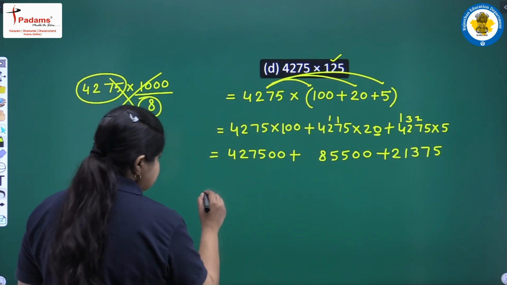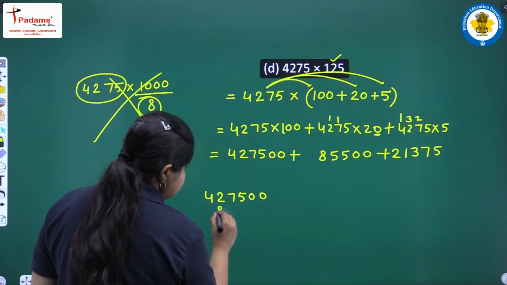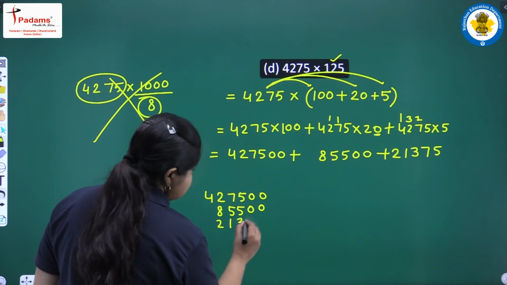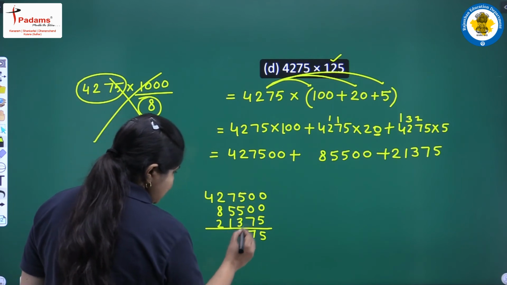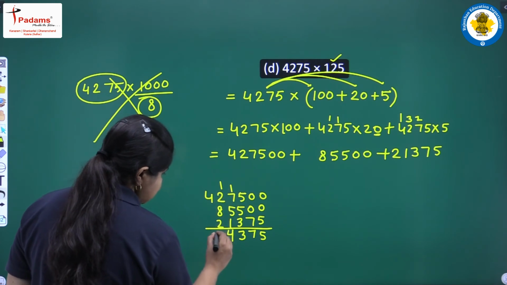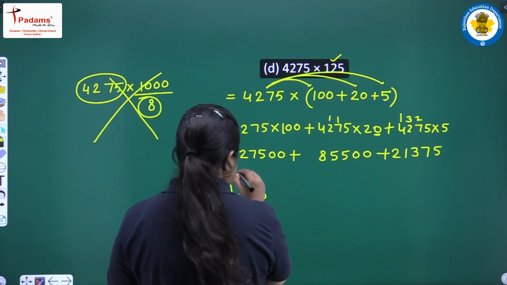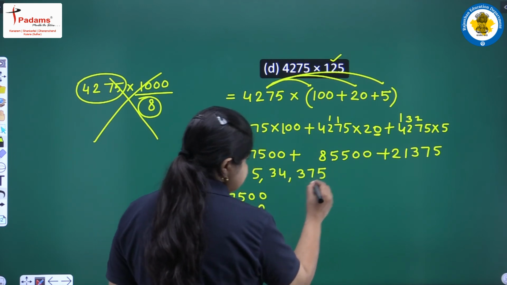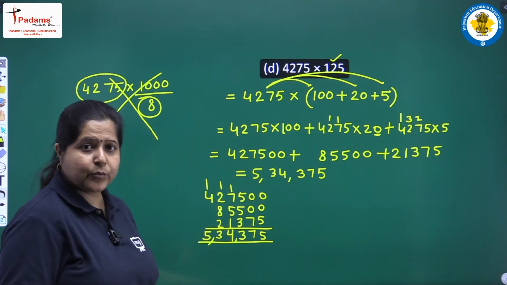Again, we can write the numbers in this manner: 427500, 85500, and 21375. Add the three numbers, you will get here 13, 1 carried, 5 7 12, 13 14, 1 carried, 10 12 13, 1 carried, it will be 534375 as the answer.